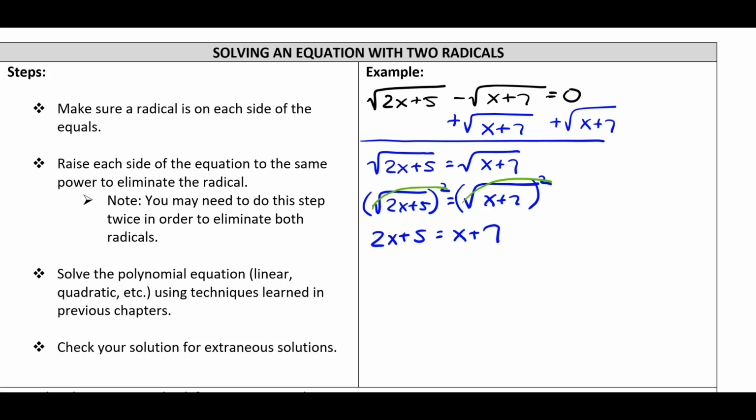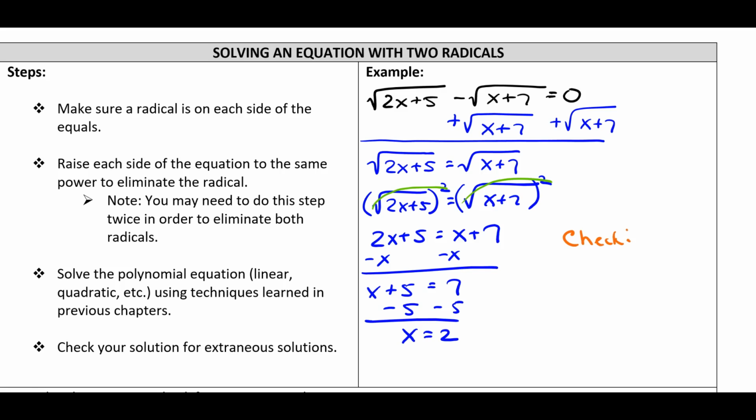So to solve this, we're going to get the x's together. So I'm going to take this 1x over to the 2x. That gives me 1x plus 5 equals 7. And then I'm going to subtract 5. So x equals 2. But again, you must check for extraneous solutions.